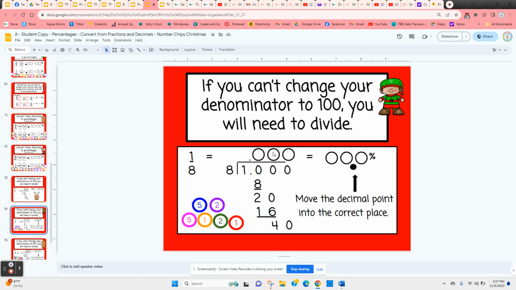Here, most of the problem is done for them. They just have to figure out the quotient. So 8 goes into 10 one time, which is 8. Subtract, bring down. 8 goes into 20 2 times, which is 16, subtract, bring down, and 8 goes into 40 evenly 5 times. And then to change that to a percentage, now this is a movable decimal point, so they have to know where to place it in their answer. I'm going to move this decimal point 2 places to the right, so it's going to be right here, and that would give me 12.5%.